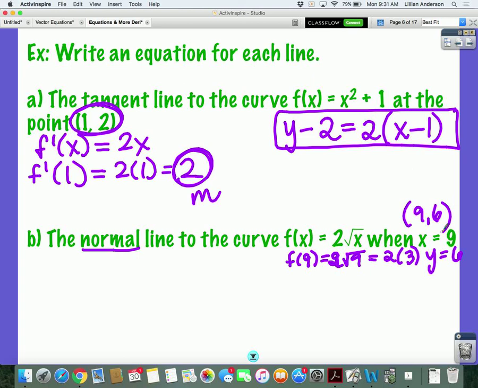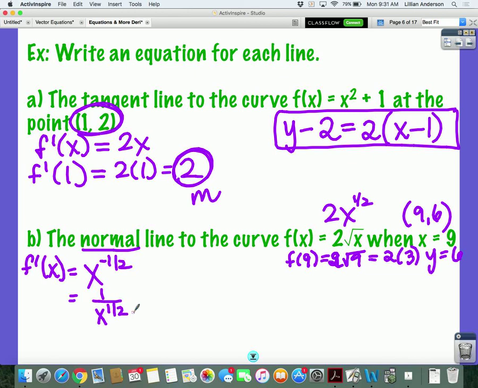Now let's find the derivative. Might be easier for us if we actually write 2x to the 1/2. And let's take the derivative, bringing that 1/2 to the front. What's 1/2 times 2? 1. And now the exponent: subtract 1. If we make that positive, that's going to be x to the negative 1/2.